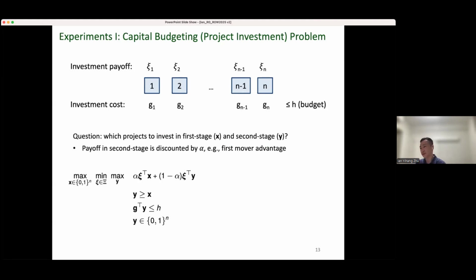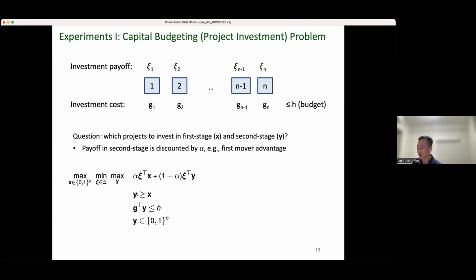So how do I write this problem? This is max, min, max. I'm trying to maximize the payoff. In the first stage, I make some investment decisions. Uncertainty is revealed to me in an adversarial way. And then in the second stage, I again want to make investment decisions. This G transpose Y is the budget constraint. Y are binary variables.